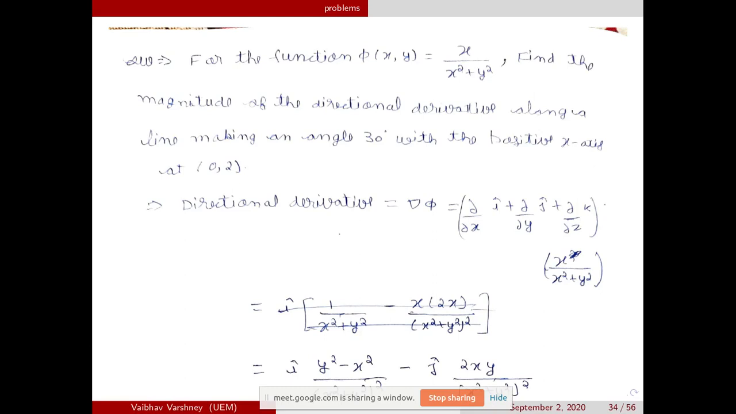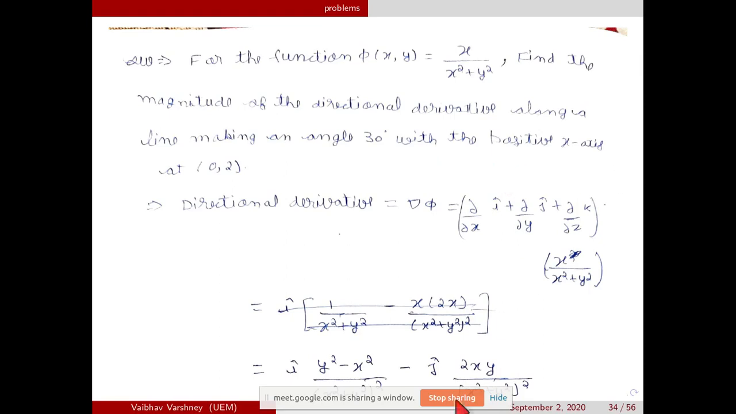Has anyone got this? Yes, sir. My answer is right, na? Yes, sir. Same in the x component also, I think so. So both components are right. So you got it, all of you? Yes, sir. Okay, then we can proceed.